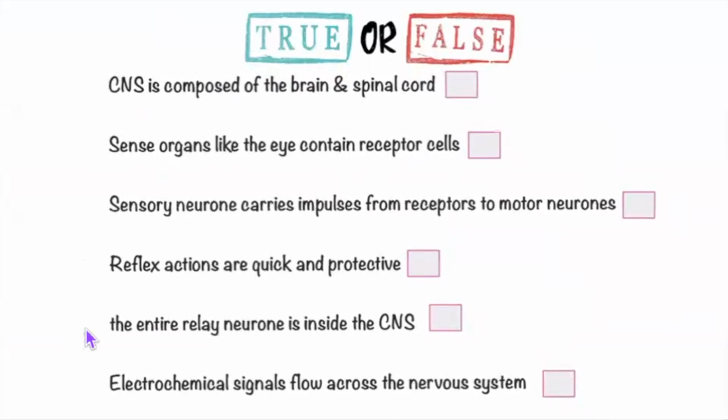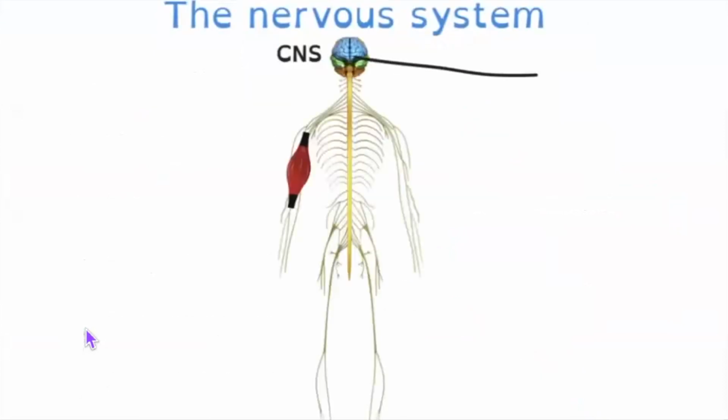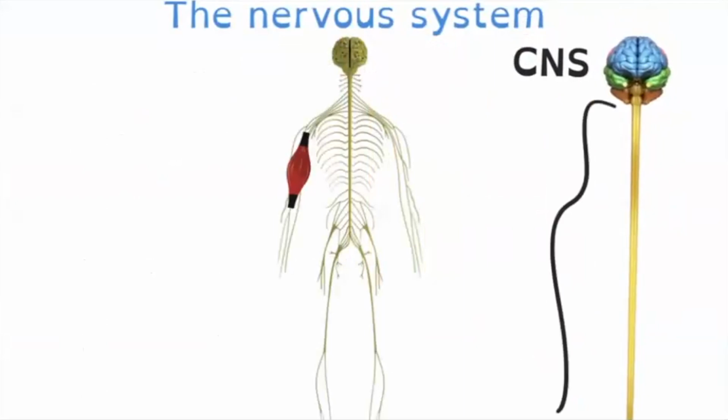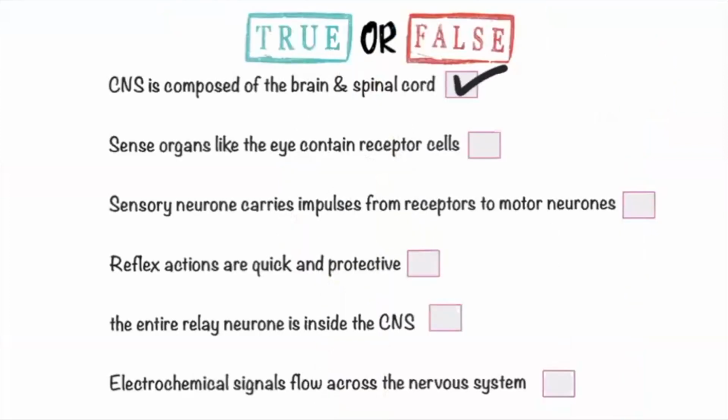Now, it's pretty clear that the only parts of the central nervous system, as we saw in the very first part of this lesson, are the brain and the spinal cord, right? So these two are your central nervous system. So that's definitely true. Okay. But what about the second one? It says sense organs, like the eye, contain receptor cells. This should be true, right?